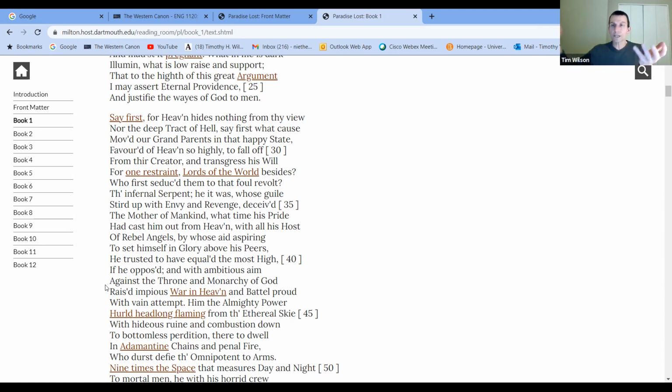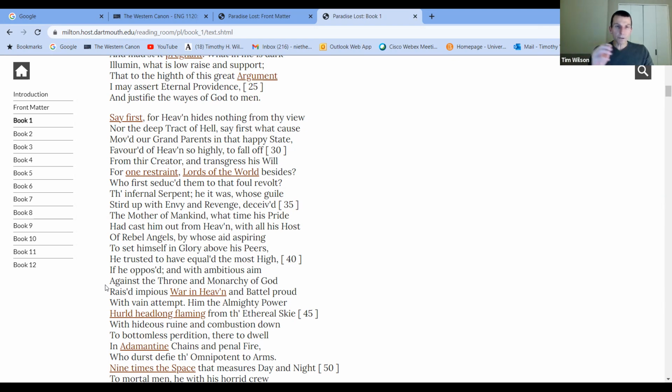This is before creation. Satan's pride meant that he tried to revolt and take over, let's say, the monarchy of heaven. He and the other angels that sided with him, a third of the heavenly host, were thrown out of heaven into a newly created hell. So that's the myth that Milton's building on and creates his cosmos out of.